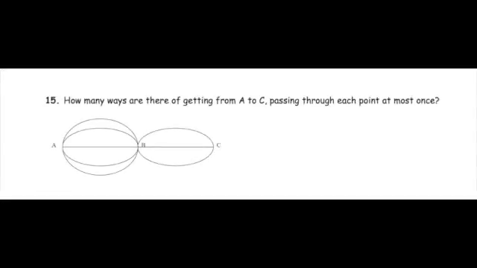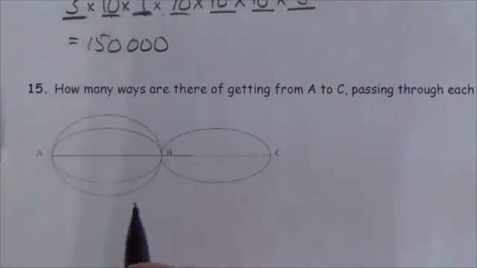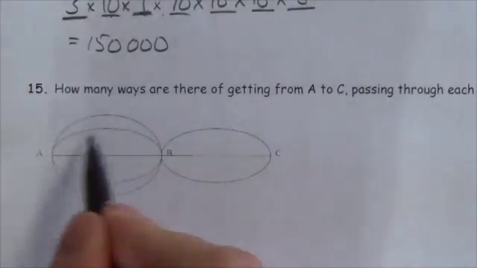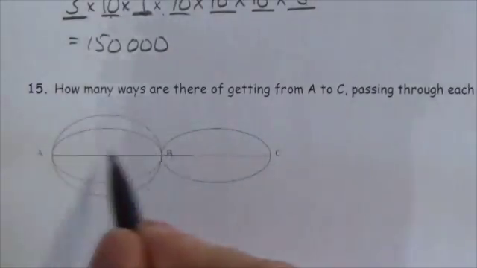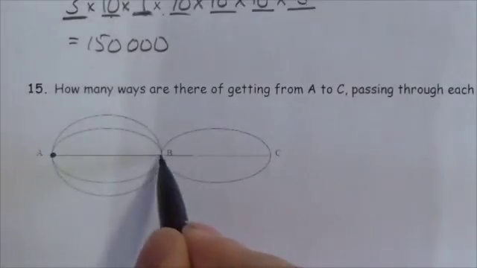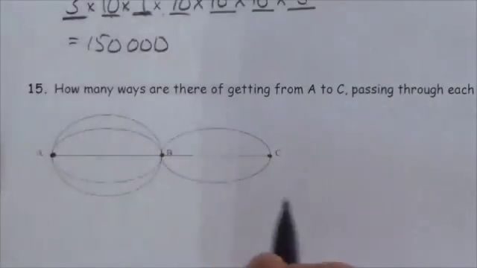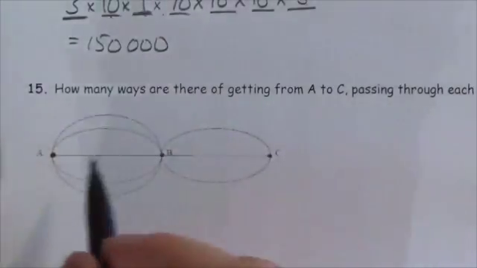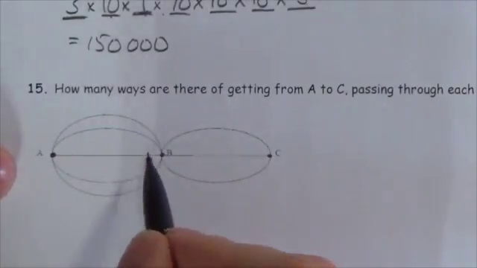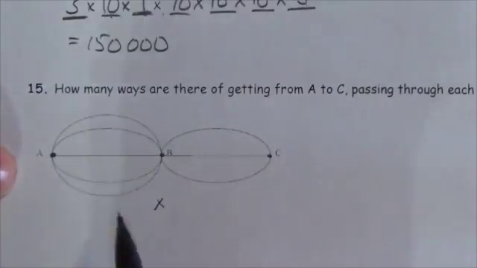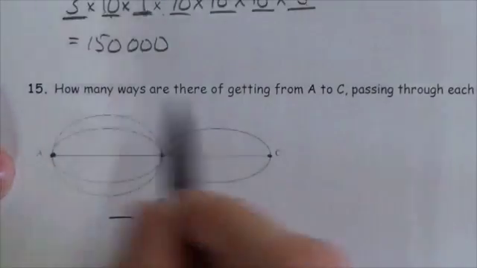How many ways are there of getting from A to C, passing through each point at most once? All right, so we've got a kind of a pathway problem here. These are little lines here representative of paths. So we're going to start at A, and looks like we're going to end up at B, and then we're going to go from B to C here. Now, basically what I got to do here is I got to go from A to B, and then from B to C. So there's 2 little subtasks to complete the whole thing.